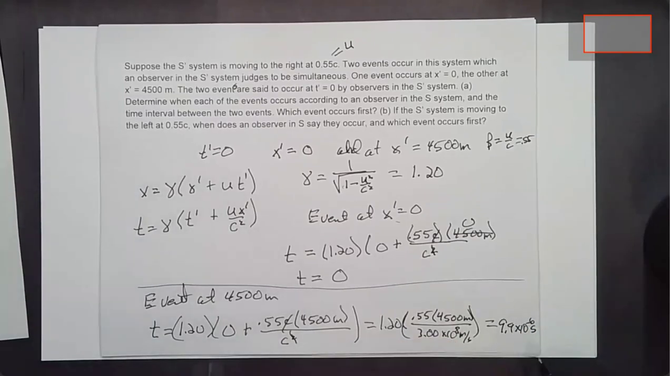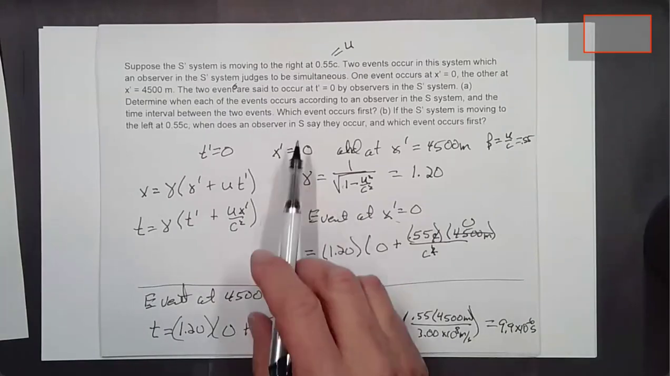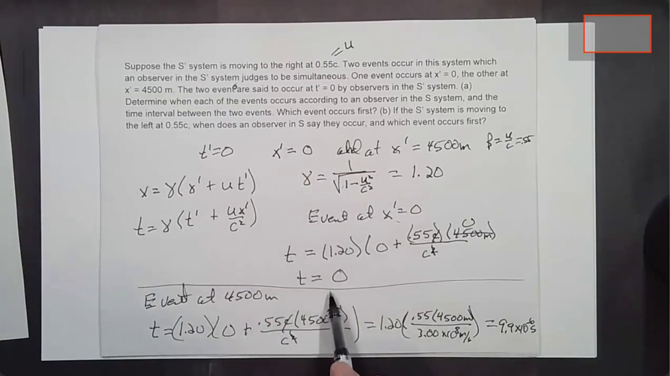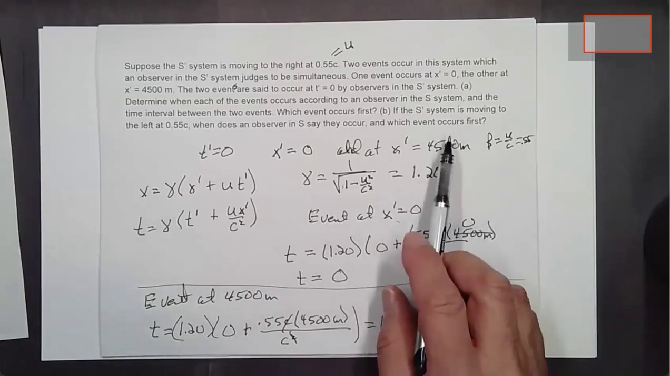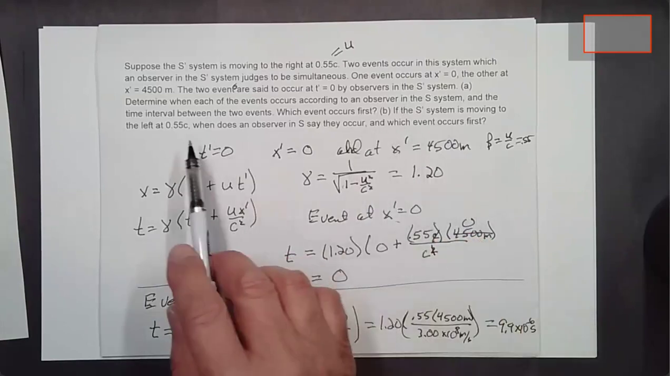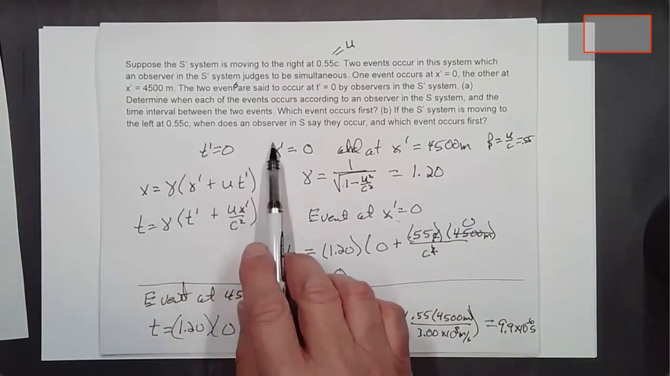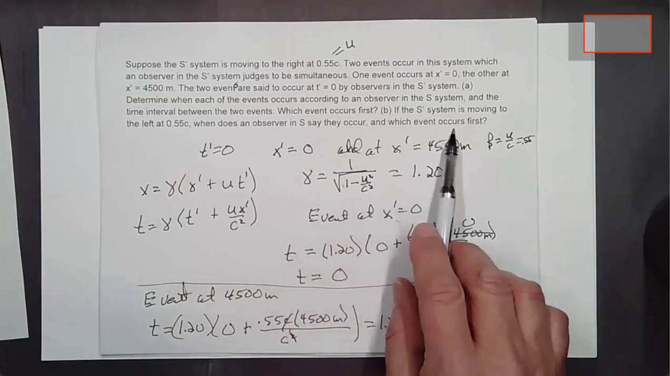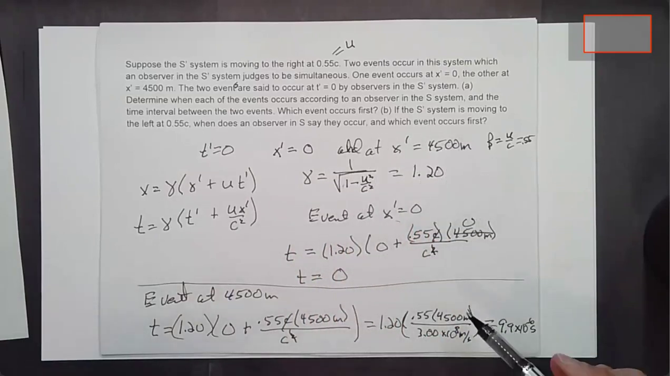Okay, but it's not zero. And we're talking about not that far apart, 4,500 meters, and it happens 9.9 microseconds later. So the event that occurs first is the one that was at the origin, but they'll say that other event occurs later. Let's see. If the S prime system is moving to the left at 0.55 c, when would an observer in S say they occur, and which event would occur first?